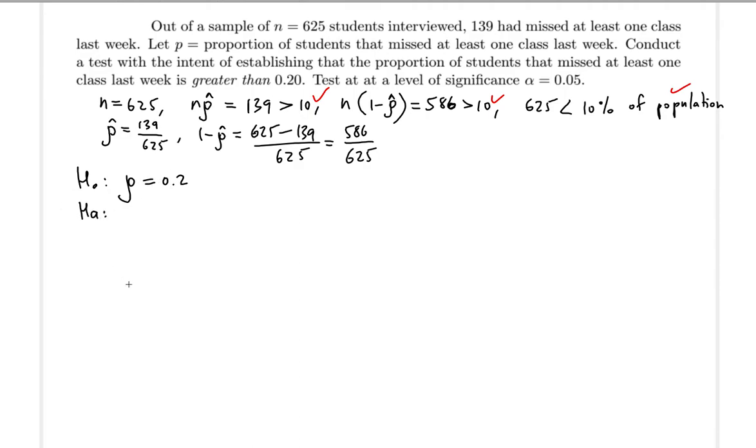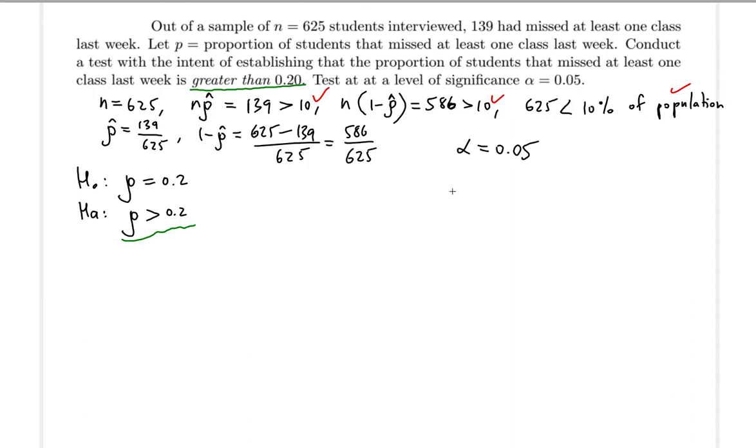But now the alternative, the one that you're trying to really push, is the fact that the real population proportion of students that missed at least one class is greater than 0.20, right? So you're arguing with your alternative hypothesis that the real proportion is going to be greater than 0.20, because that's what's being told here. Greater than, right? So this is exactly what you see here as the alternative hypothesis. Okay, so now we have to understand that the alpha level is 0.05. Okay, that's good.